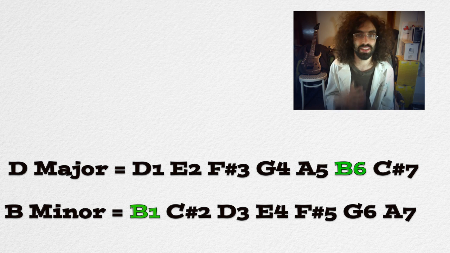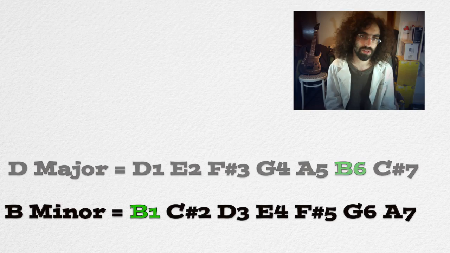So here's the sound of a D major scale followed by the sound of the B minor scale. So you can hear how much darker the B minor scale is, even though it uses the same set of notes.